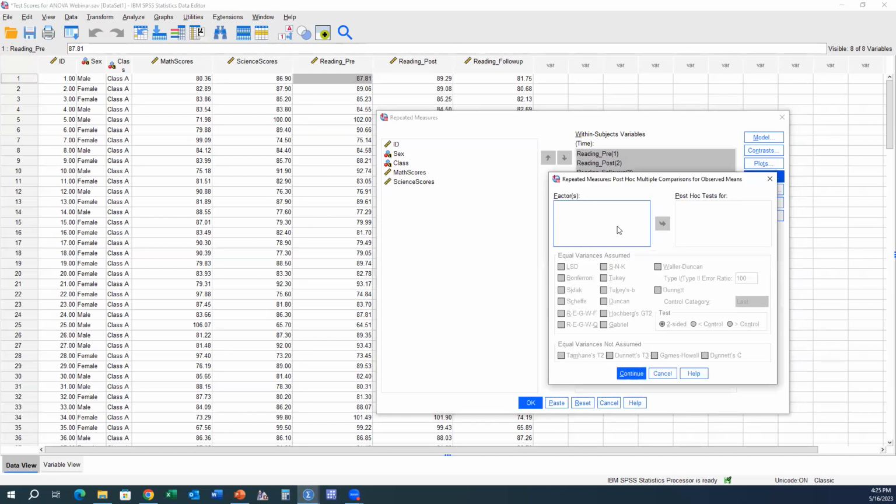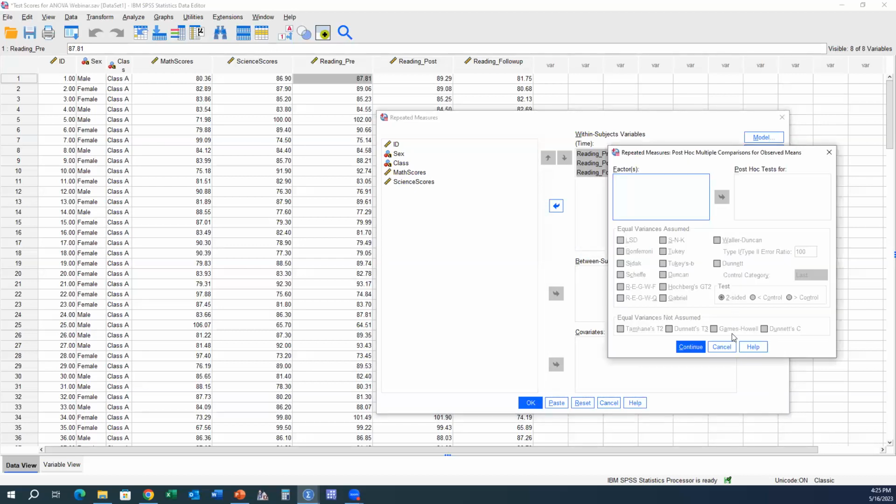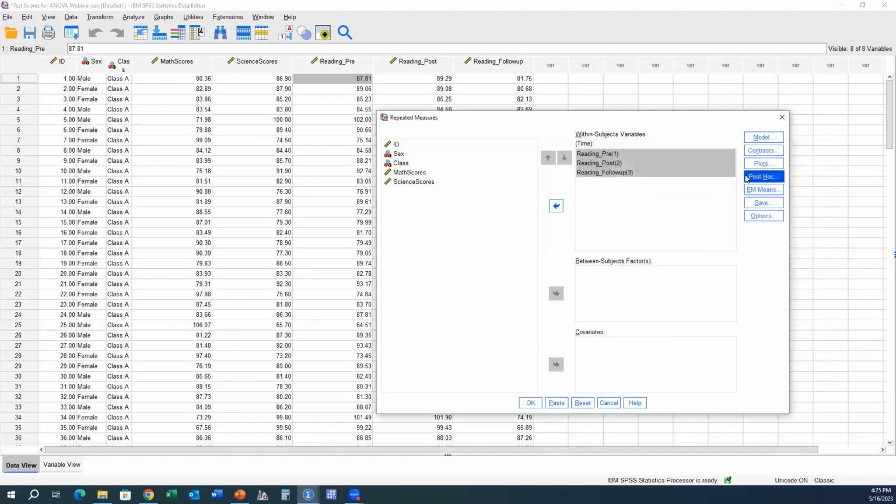You only run post-hoc if you're comparing your grouping factors. We had class A, B, and C. We are not putting class into this analysis. We just want to see, is there a difference over time in reading scores? So we don't have a post hoc option to select here. It's actually blank. We can't even put anything. And then that's it, okay?